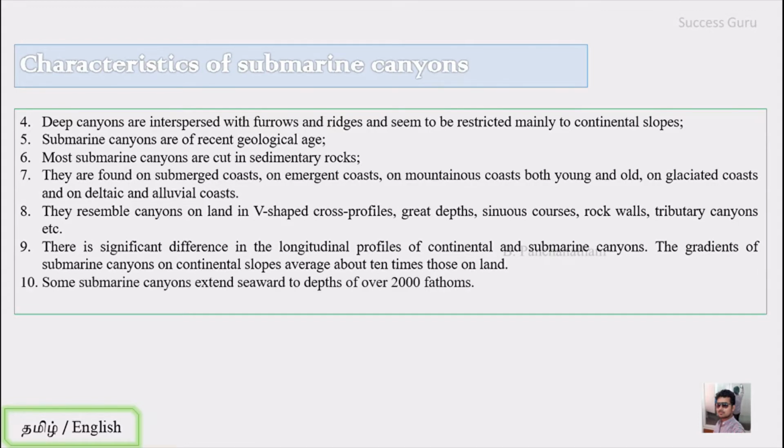And the last characteristic is that some submarine canyons extend seawards to a depth of over 2000 fathoms. As you know, a submarine canyon is below the sea level. If you measure the depth, that is the deepest portion of the submarine canyon, it may reach up to 2000 fathoms. So these are some of the characteristic features of the submarine canyon.